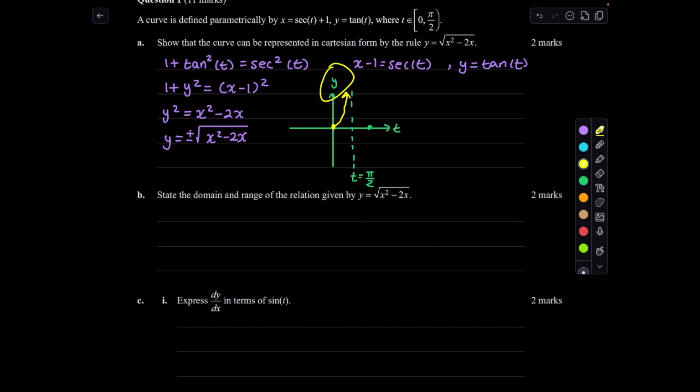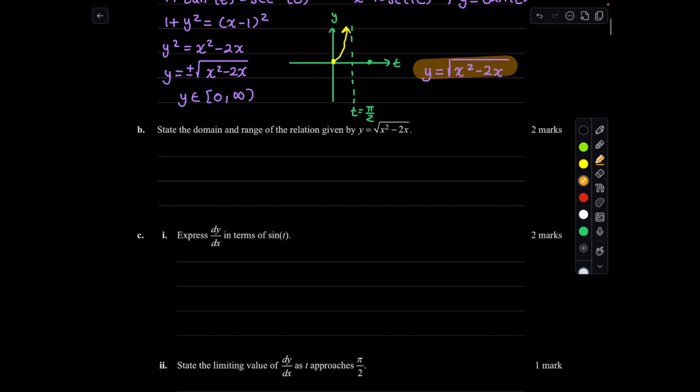So what are the y values? Remember, y is on the y-axis. It's your range, basically. Because our range in this case is where y is an element from 0 to infinity, this tells me that y is positive. So hence, that's why y is equal to the square root of x squared minus 2x. Very, very nice question to start off the exam.